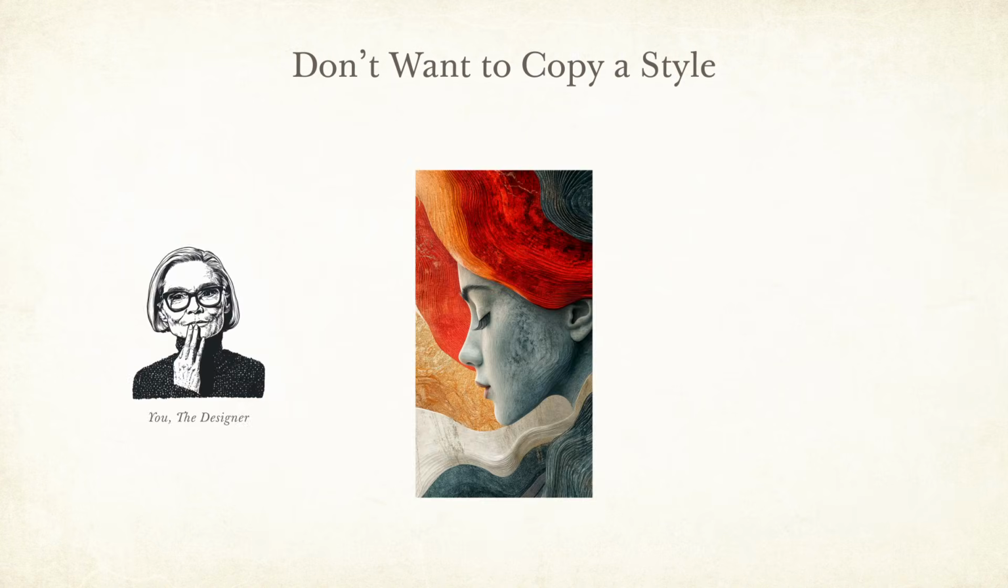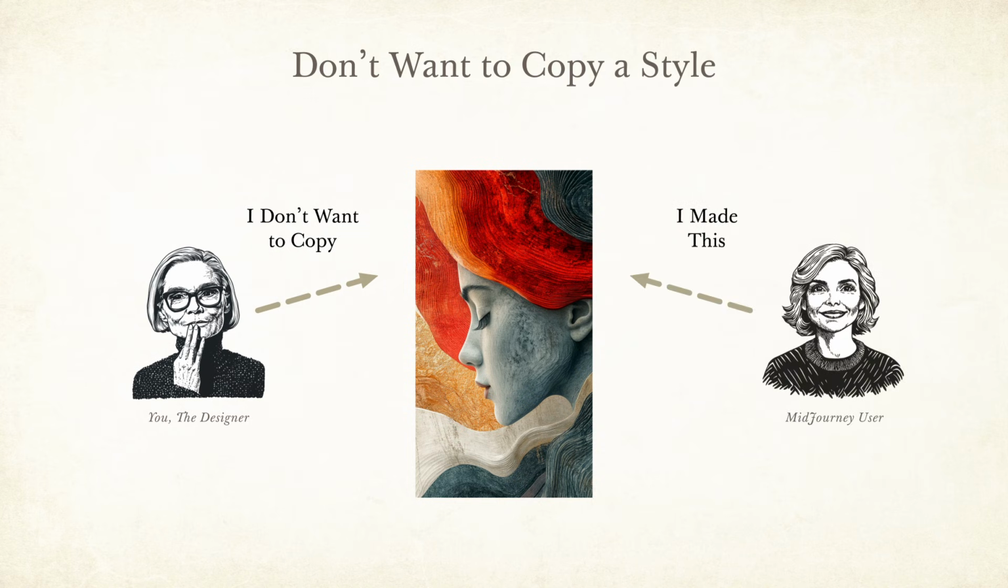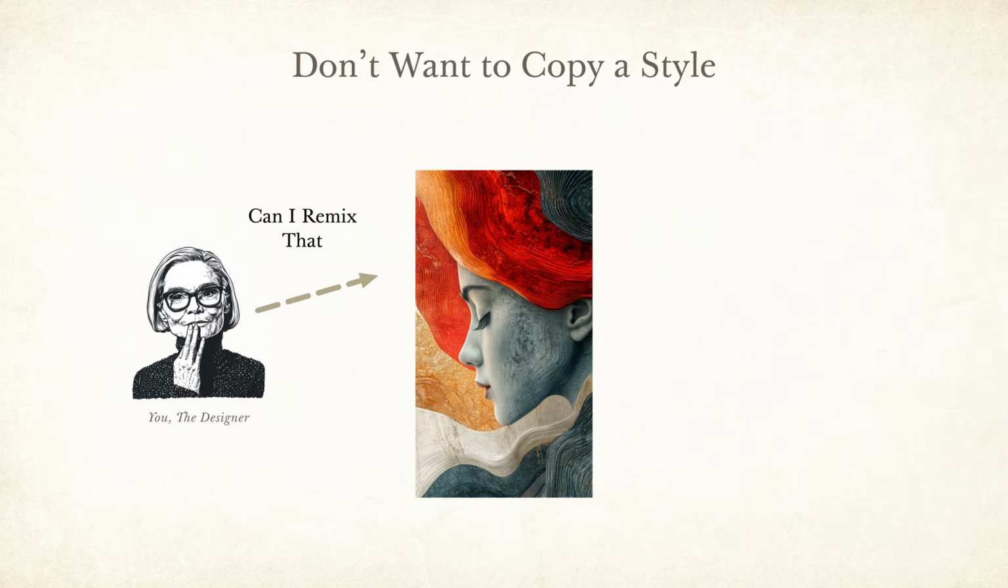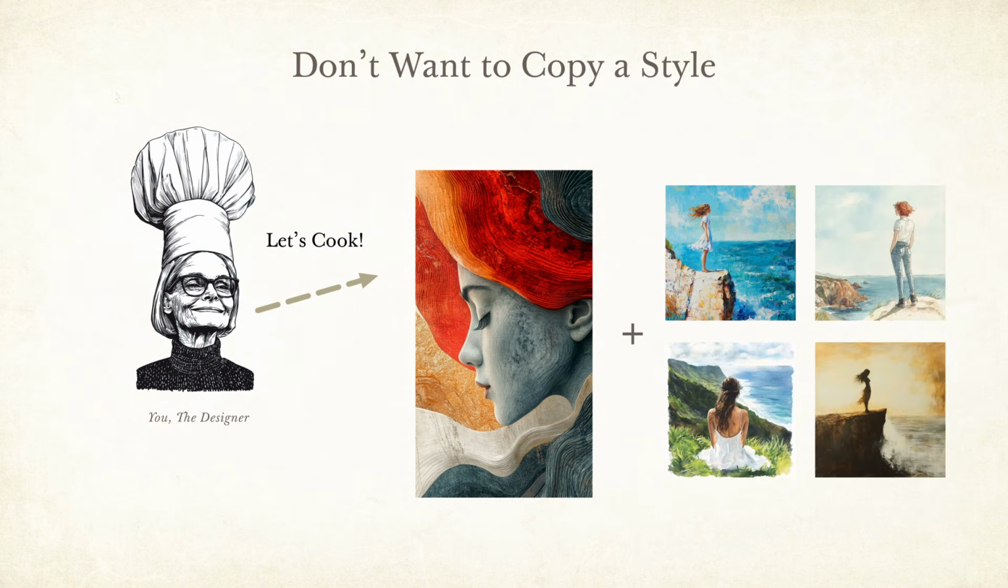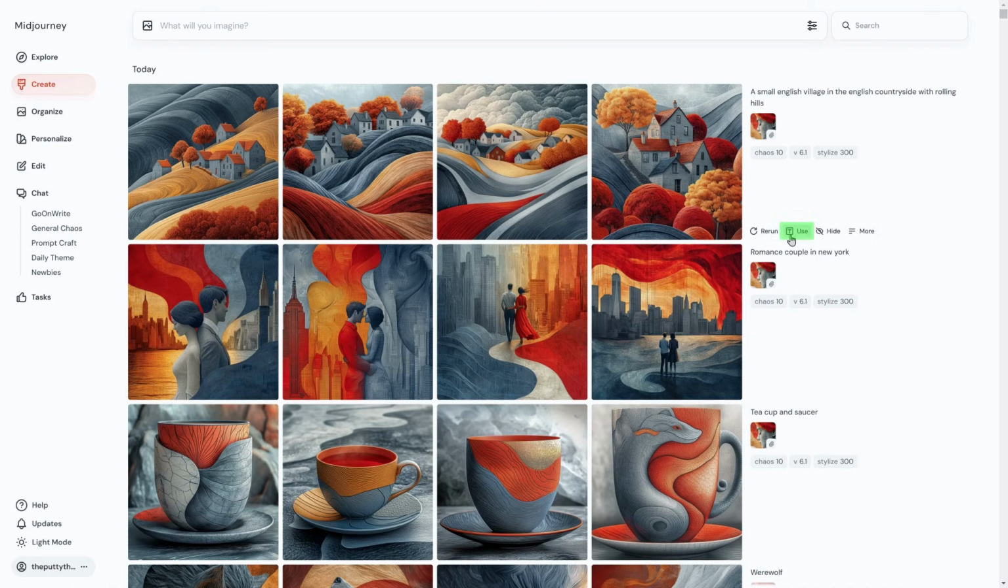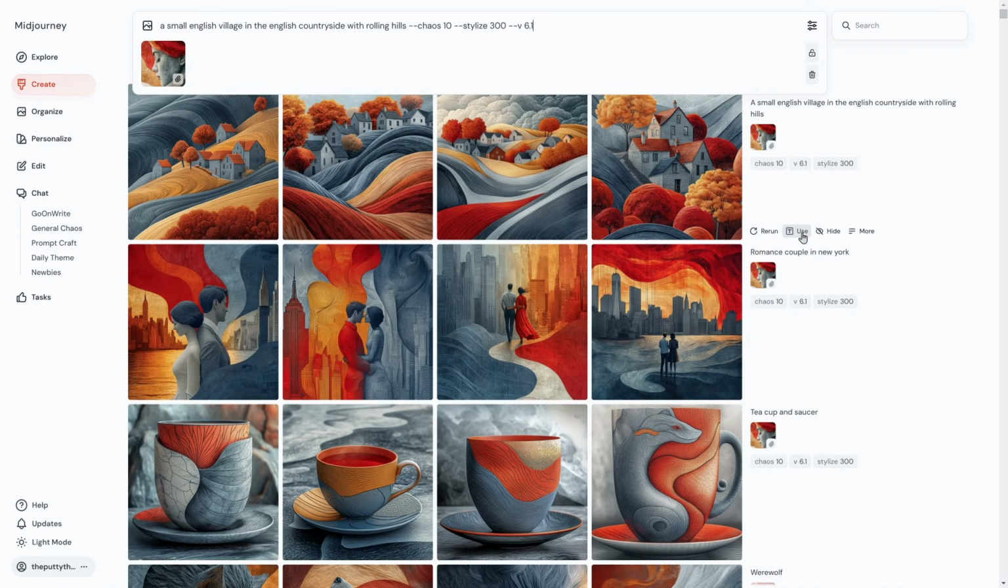But what if we don't want to copy that style directly? Maybe it feels too much like copying someone else's homework. Maybe we want to remix it and change it up. Well, the fun thing with style referencing is that you can think of it as a recipe and add more ingredients to the mix. So let's click on Use, and it will hold our prompt in the Create bar.